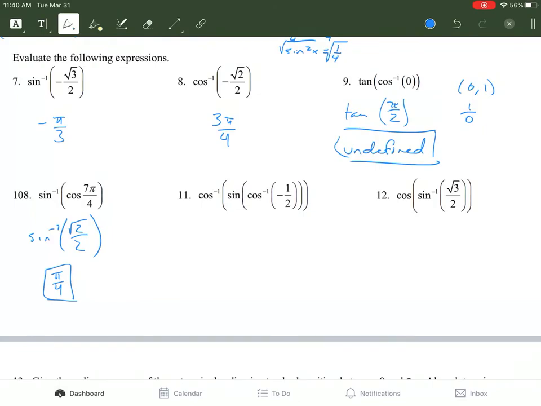Number 11's got a bunch of stuff going on. So the first one on the top half of the unit circle, because we're dealing with cosine, is where is negative 1/2, and that is going to be at 2 pi over 3. So that part's done. So now we have to do the sine, and then later we have to do the inverse cosine again. All right, so the sine of 2 pi over 3, you're looking at 2 pi over 3, what is the y value? It is root 3 over 2.